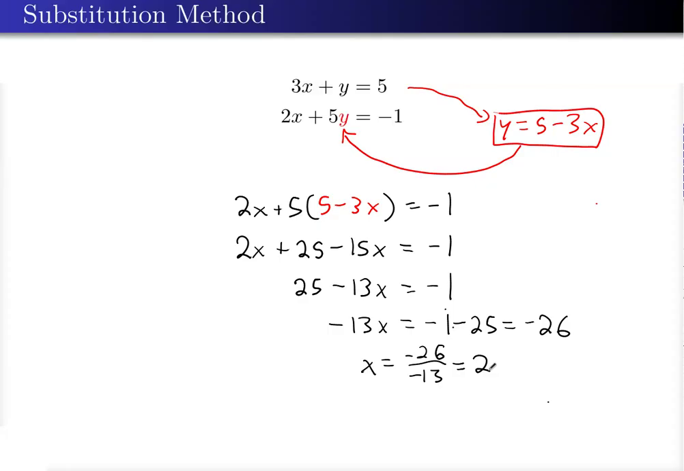Now that I figured out what x is, I could go back into any of these formulas and figure out what the corresponding value is of y. For instance, I already have y is equal to 5 minus 3x, so I could use that. So y would be 5 minus 3 times 2, which is going to be 5 minus 6, which is going to be -1. So we see that for this system of two linear equations in two unknowns, we have a solution: x is equal to 2 and y is equal to -1.